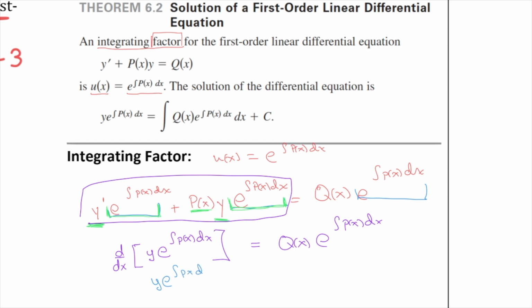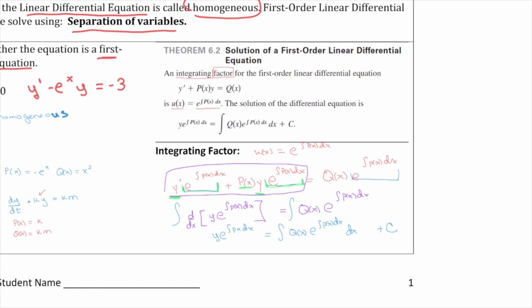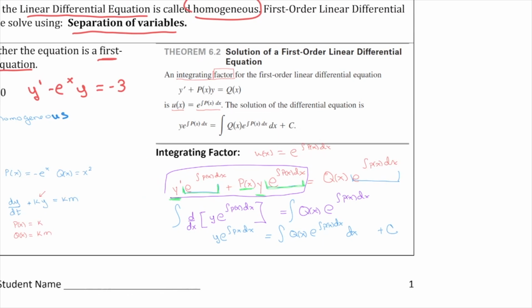p of x dx, so we're integrating, but then we need a dx over here. That's going to be equal to the integral q of x e to the integral p of x dx, with dx here. And since we've integrated that left-hand side, I'm going to throw a plus c on my right-hand side. Okay, so that is how we're going to use an integrating factor. We are going to finally undo the product rule.